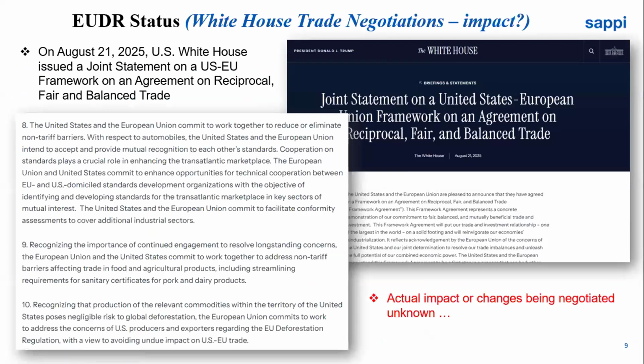What's happened recently? Well, on August 21st, 2025, the Trump administration and the White House issued a joint statement on the US and EU framework for an agreement on reciprocal, fair, and balanced trade. This got a lot of attention and everyone was breathing a sigh of relief. But if you actually read the text, it really doesn't say very much. So the actual impact or whatever specific changes are being negotiated are unknown. And until more details become known, there's really nothing that is going to change in this regulation. So that at least is promising.